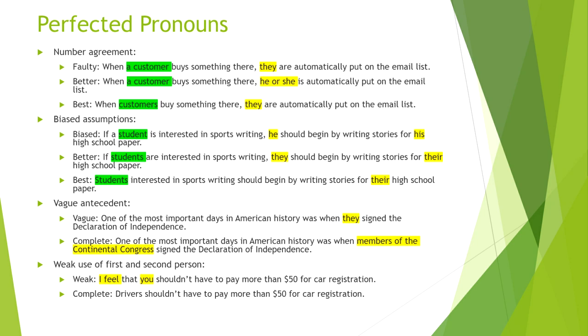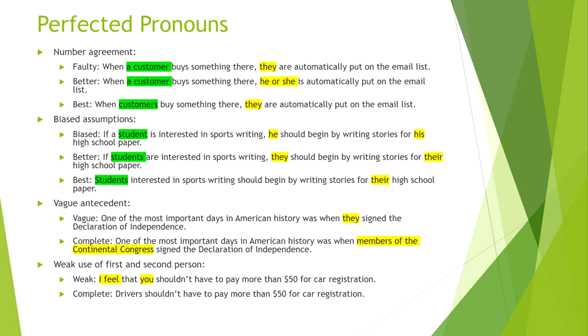Here's an example that might be vague within a paper, especially if there were no referent preceding it immediately in a previous sentence. One of the most important days in American history was when they signed the Declaration of Independence. So, unless it's absolutely clear in the preceding sentence what they is referring to, it's best to just say it outright. So this completes the thought a little bit better. One of the most important days in American history was when members of the Continental Congress signed the Declaration of Independence. So now we're clear about who the they is.